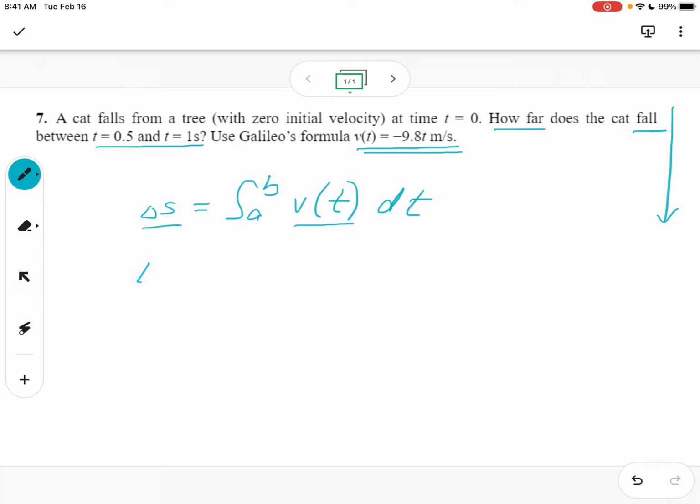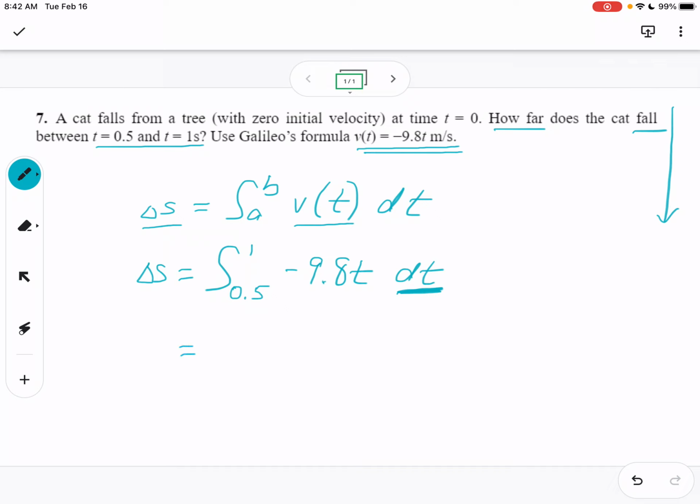So what's going on here, guys? Our displacement then is the definite integral of our velocity function, which is negative 9.8 t, and we're integrating that with respect to t. Our limits of integration are the lowest and highest values of t, of time, in this little experiment. So we're starting here from 0.5 seconds, and we're ending at 1 second. So let's see where that gets us, everybody.